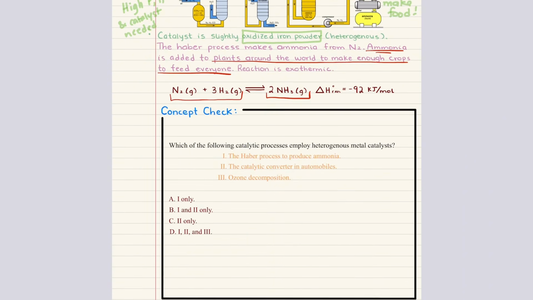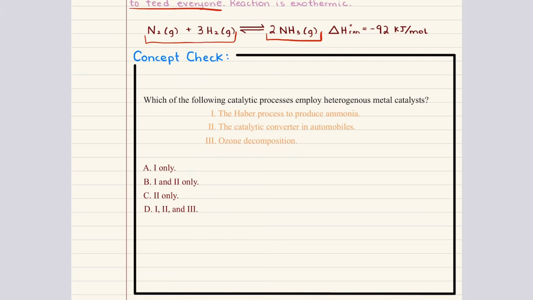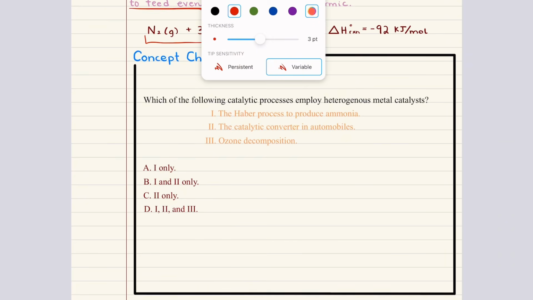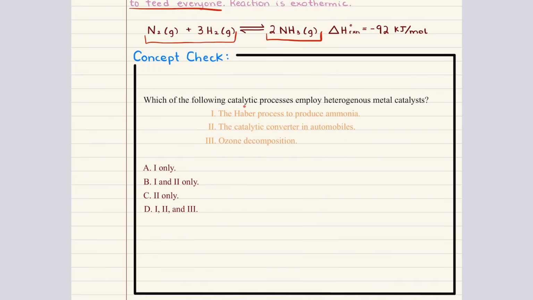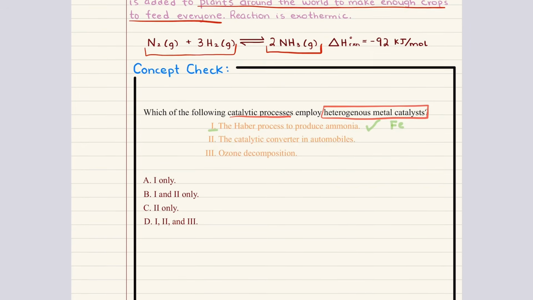Before we end this lesson, let's just do a quick concept check. This problem asks us which of the following catalytic processes employ heterogeneous metal catalysts. Let's go through each option. Statement 1 says the Haber process to produce ammonia. The Haber process uses a solid iron catalyst, so that one is heterogeneous.